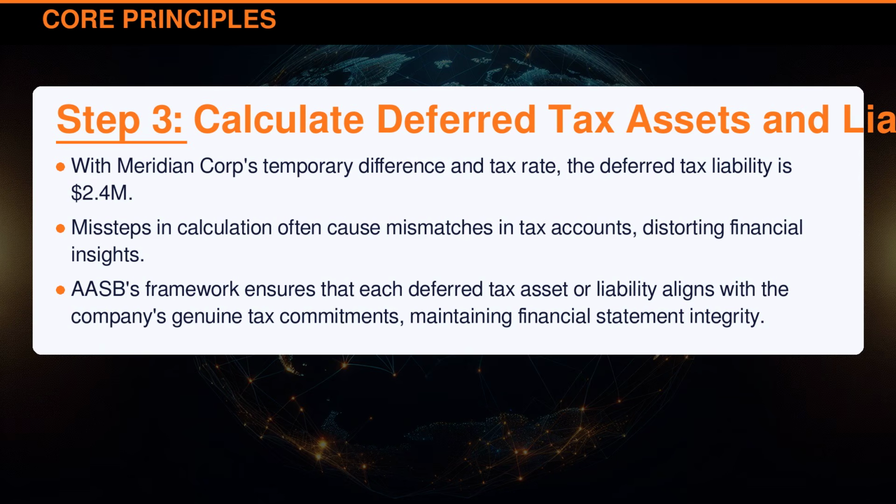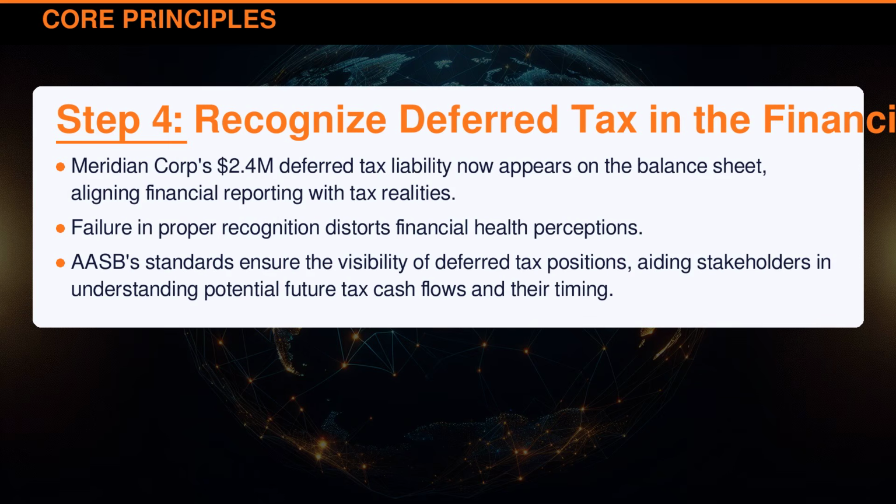AASB's framework ensures that each deferred tax asset or liability aligns with the company's genuine tax commitments, maintaining financial statement integrity. Meridian Corporation's $2.4 million deferred tax liability now appears on the balance sheet, aligning financial reporting with tax realities. Failure in proper recognition distorts financial health perceptions. AASB's standards ensure the visibility of deferred tax positions, aiding stakeholders in understanding potential future tax cash flows and their timing.